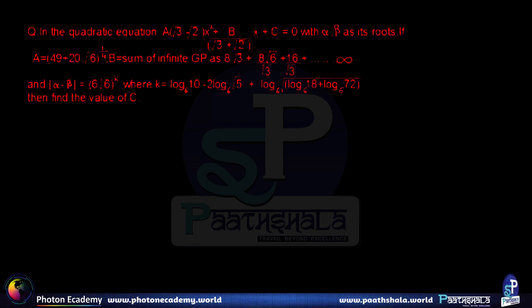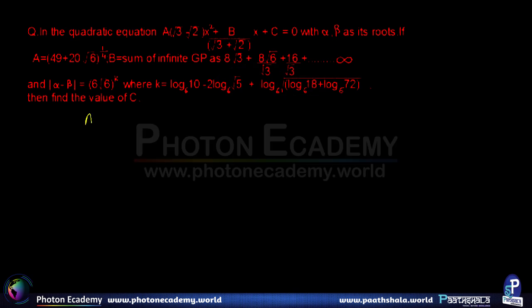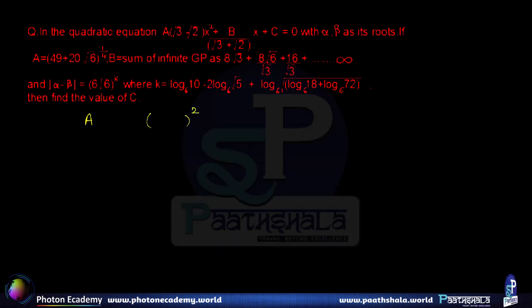Okay, so let's start with the sum. It's quite a big sum, so let's go through it one by one. First, let's calculate a. They have given that a is the fourth root of 49 plus 20 root 6. So we know the method of calculating such numbers, right? We just have to express that as something square, and then the next thing is something raised to 1 upon 4. So these just cancel each other out and we will get our answer.